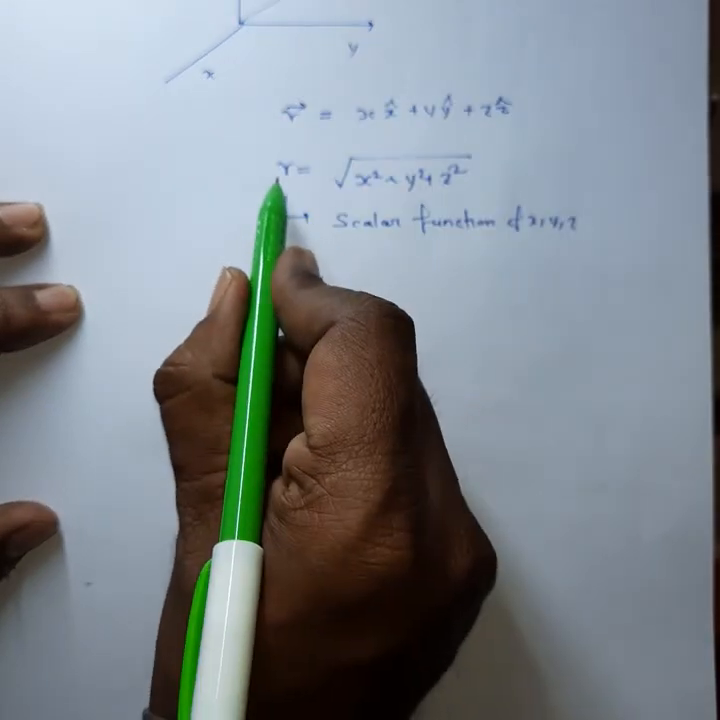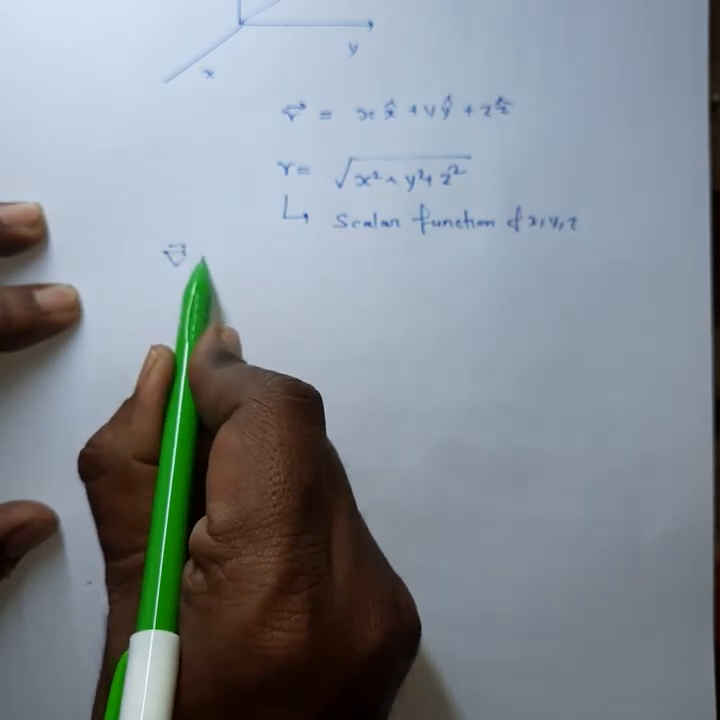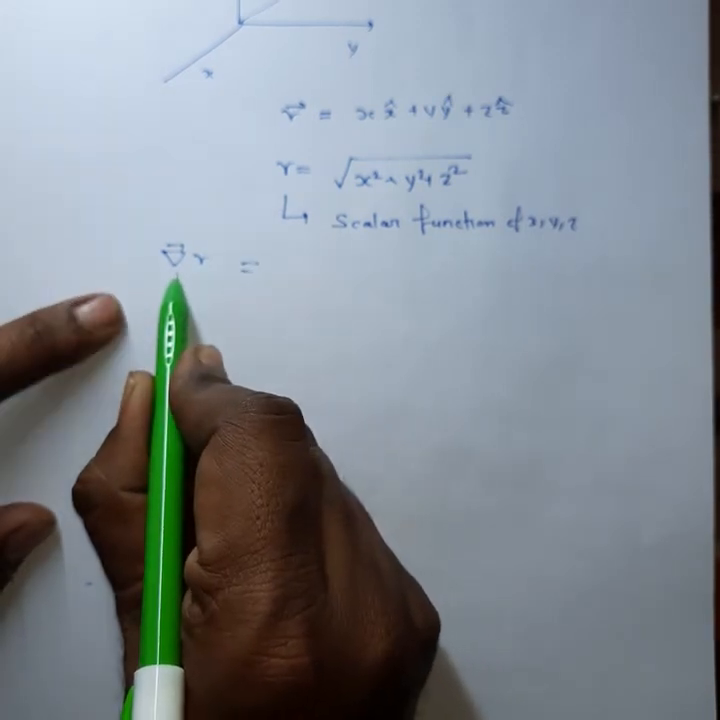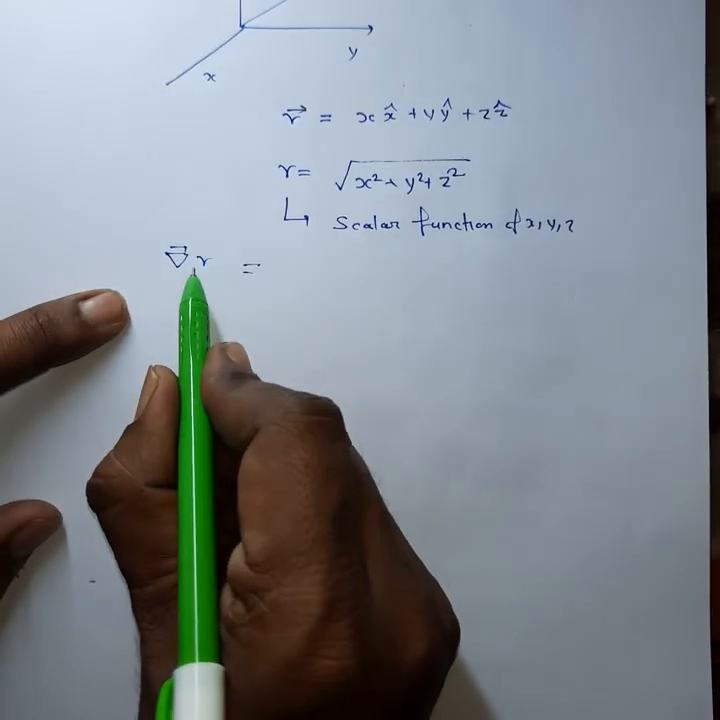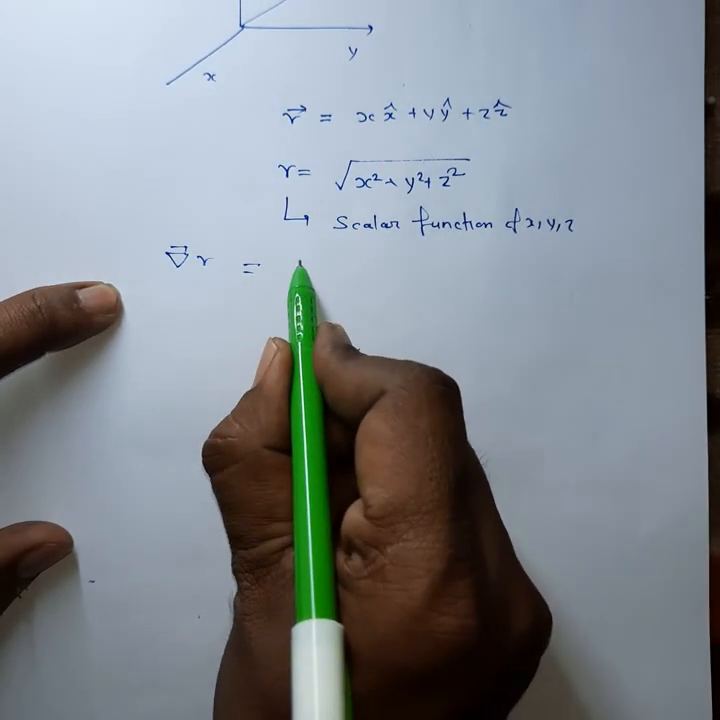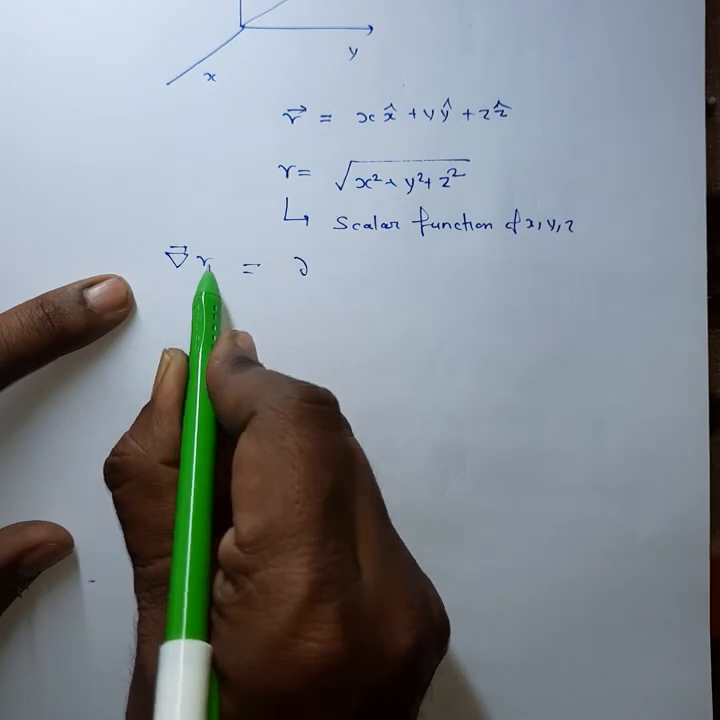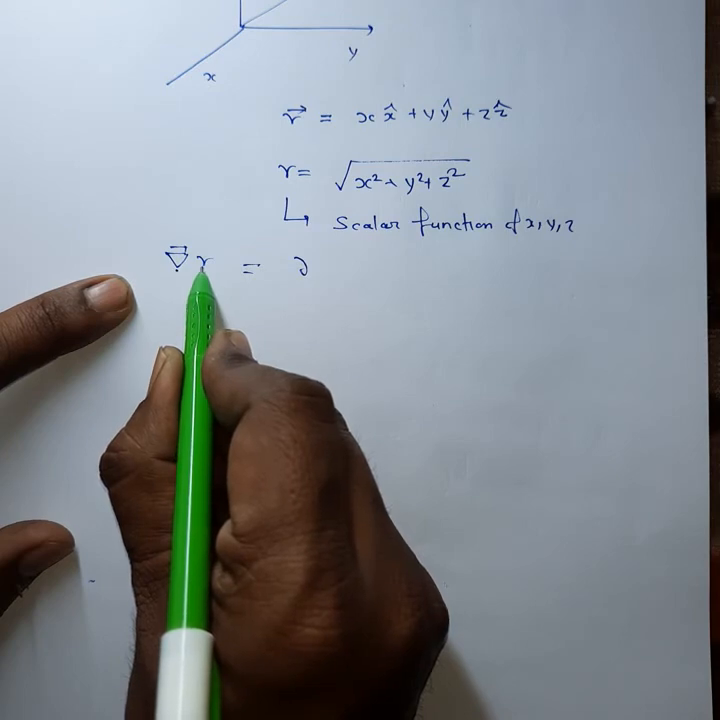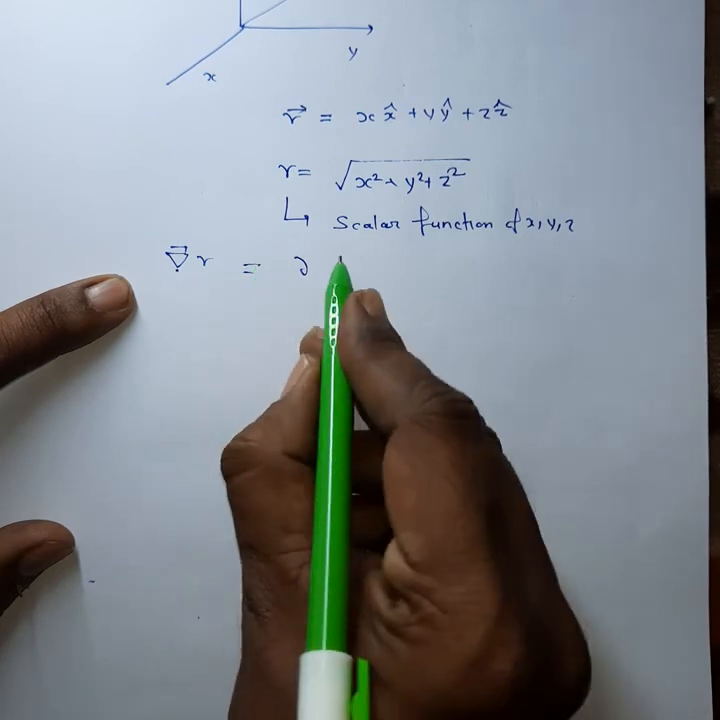So let's see what the gradient of r is. Let's take the gradient of r. r is a scalar function. So note here that the gradient can be taken only of a scalar function. We generally take the gradient of only scalar functions. And when you take the gradient, when you operate the del operator on a scalar function, it gives you a vector function.